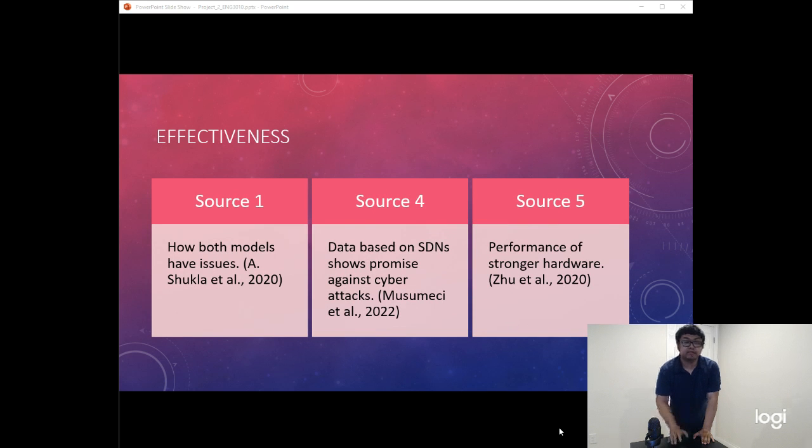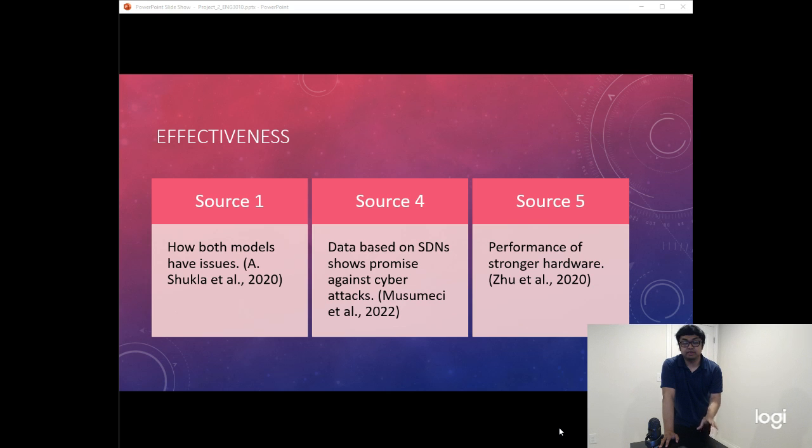The next category is effectiveness. Source 1 explained how both models, top-down and bottom-up, do have issues. However, the issues of bottom-up are near impossible to deal with starting from that design process. The top-down model, however, can not only be reprogrammed, reused, and recycled, but also has better security options for us in the future.